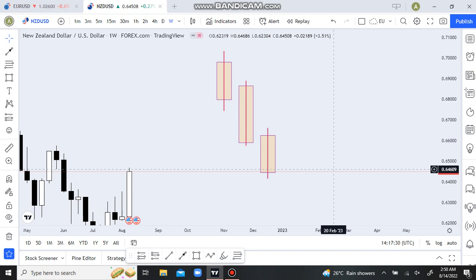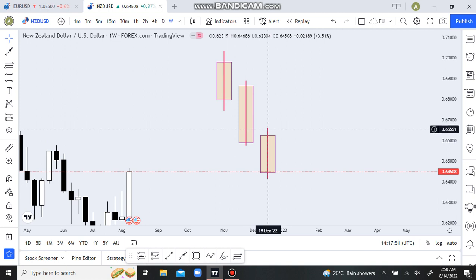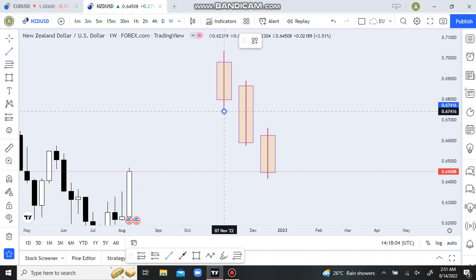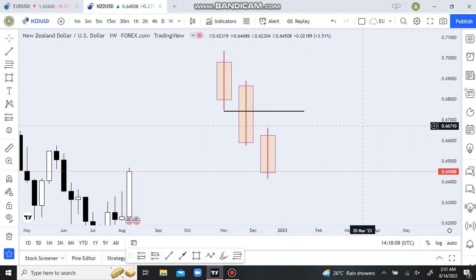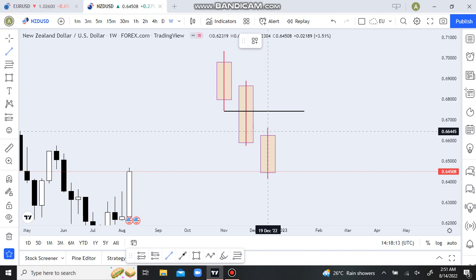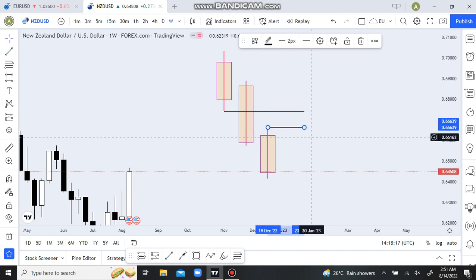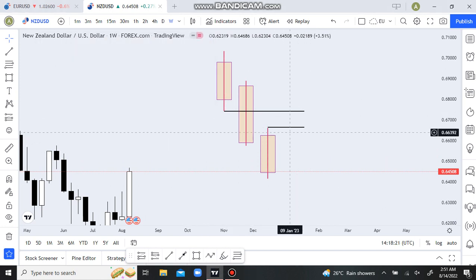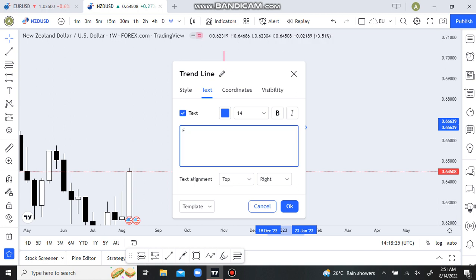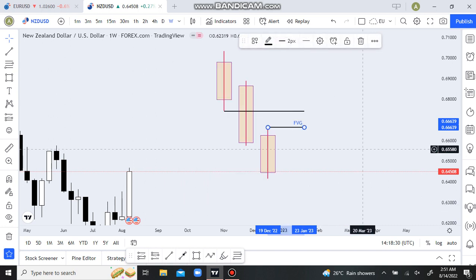That's the FVG. The FVG is a 3 candle pattern where we have one candle coming down, the second candle goes down, and the third candle goes down, leaving a space between the low of this wick and the high of this wick. Taking the low of this wick and the high of this wick, this will be your fair value gap.